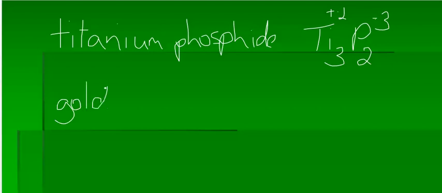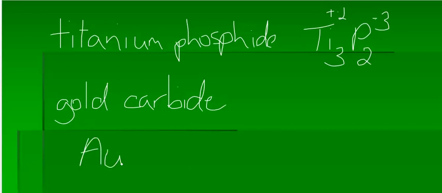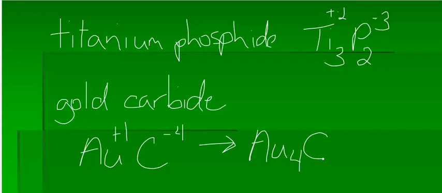Let's do one more. Gold carbide. Gold is Au. Carbide is just carbon. Get the charges. Gold is in group 1B, which means it has a positive 1 charge. It's with copper, silver, gold have a +1. And then carbon is a -4. So gold carbide is Au4C. So those are binary salts.